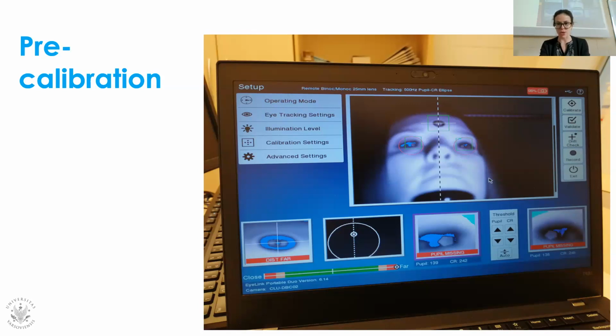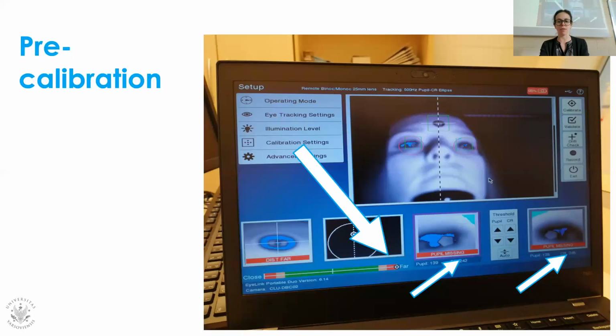Yes, exactly. So the eyes are simply not there. You can see pupil missing here. And the reason for that is they are way too far in this case. So you can see the dot is in the red section. So all that you do in order to correct this is sit the participant closer, or move the eye tracking station closer to them if you can do that.